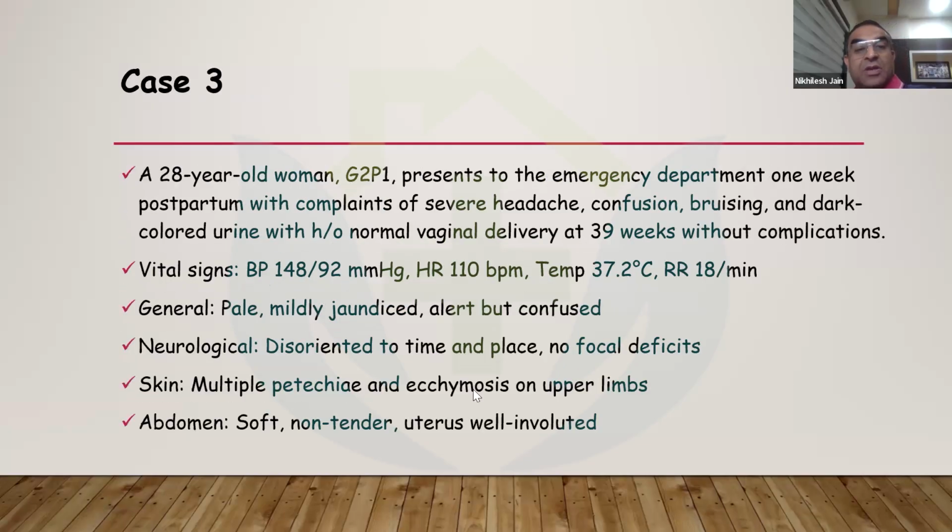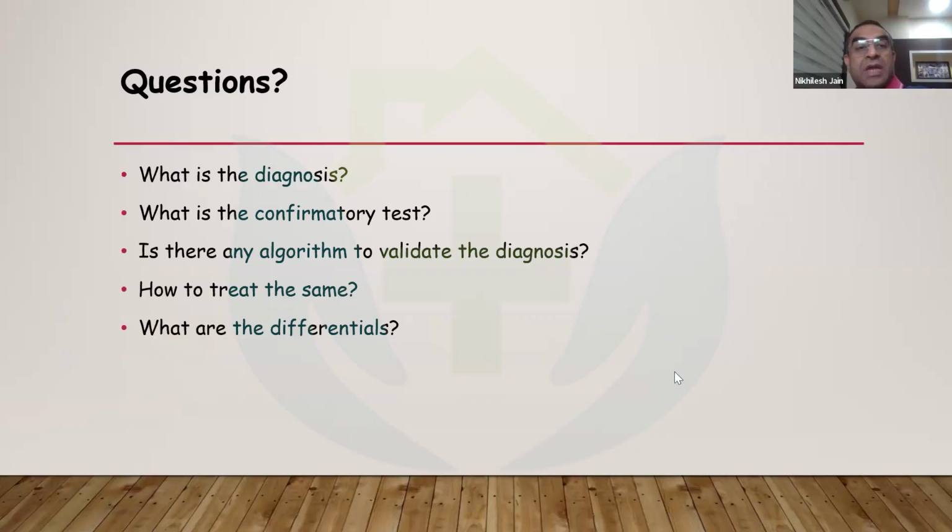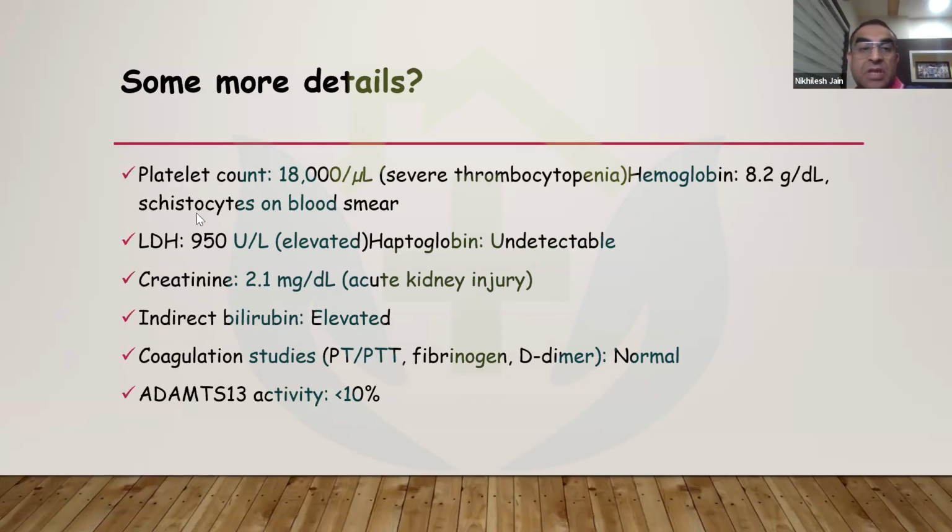Just look at this. You know, this patient had neurological problems, right? This patient had skin issues. This patient had thrombocytopenia. This patient had a MAHA, you know, schistocytes on blood smear. So she had a microangiopathic hemolytic anemia. She had evidence of hemolysis in the form of LDH. She had acute kidney injury in the form of elevated creatinine of 2.1 and indirect bilirubin elevation. Coagulation studies were normal. Even if I do not mention the ADAMTS13 activity, it is very clear that we are looking at one of the differentials of TTP very likely.